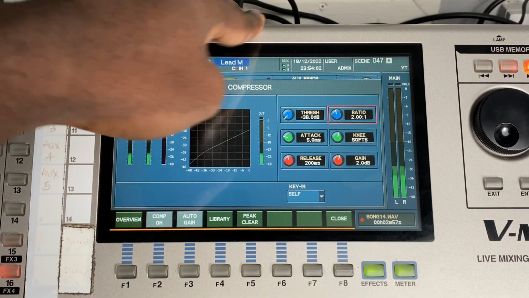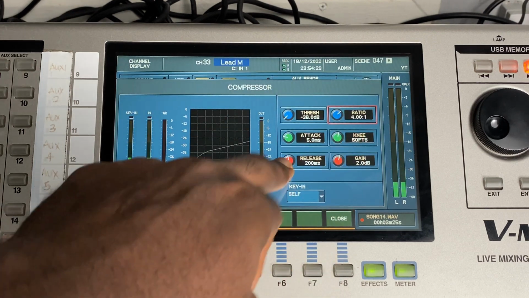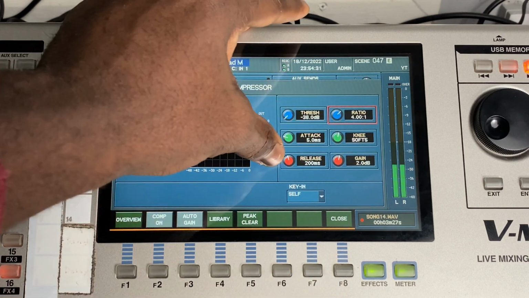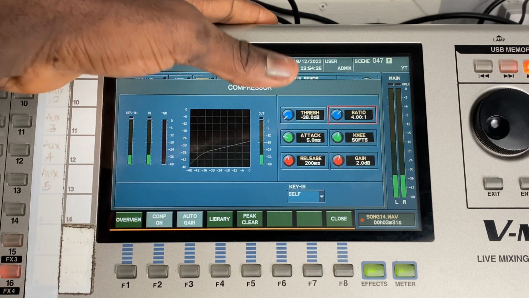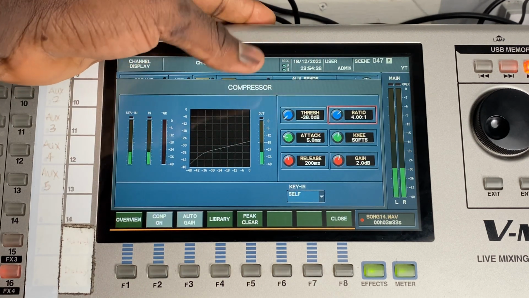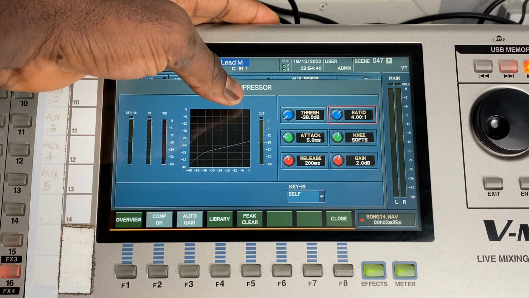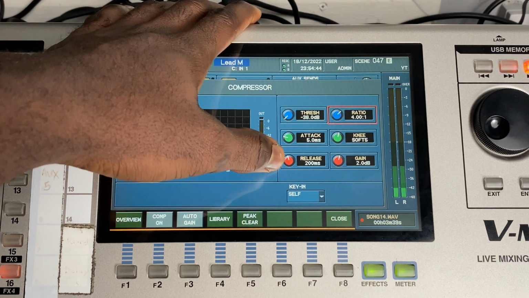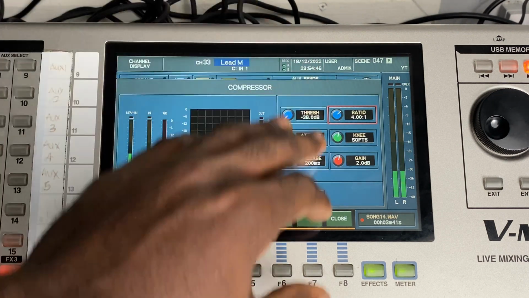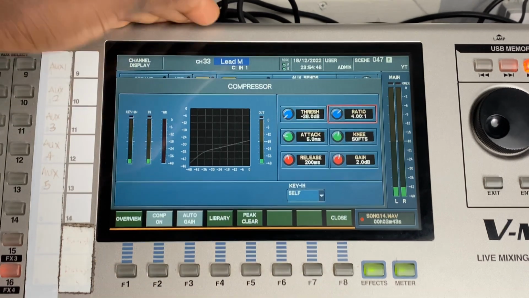We've talked about threshold and ratio. We have attack and release times. These two parameters determine how fast the compressor kicks into action after the signal passes the threshold, and how fast the compressor stops working on the signal when the signal goes below the threshold.